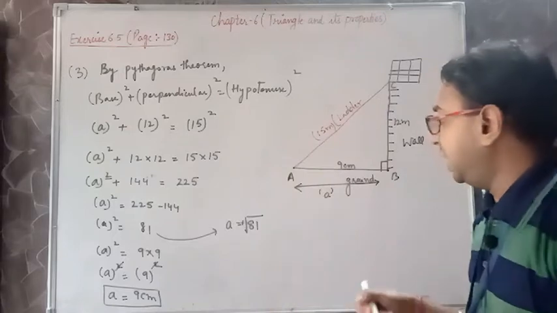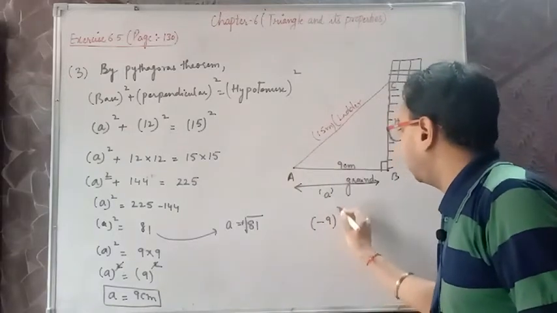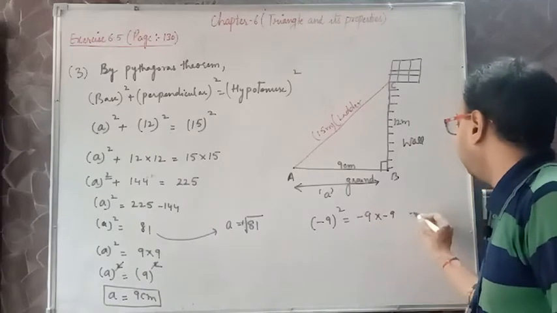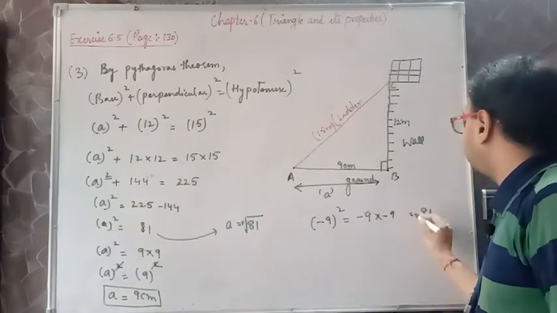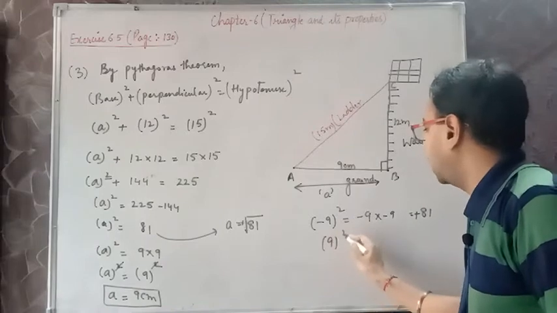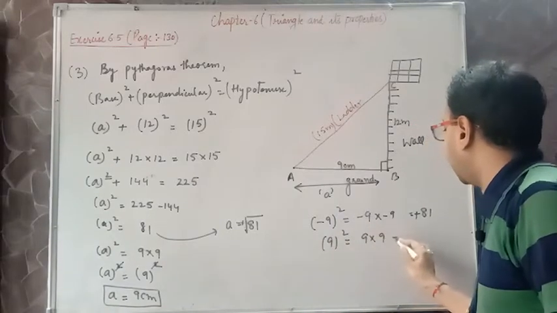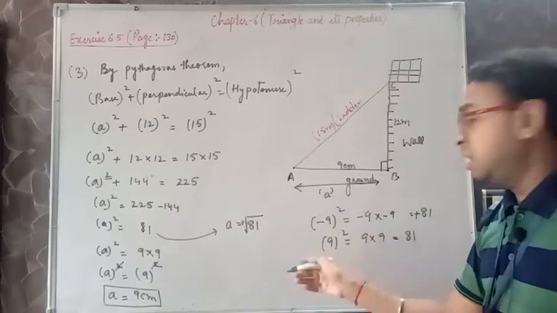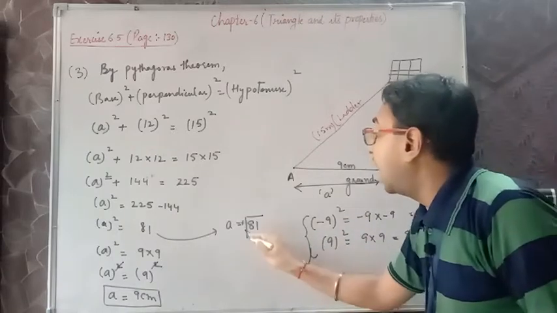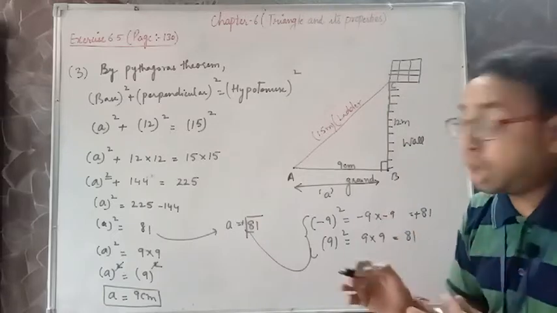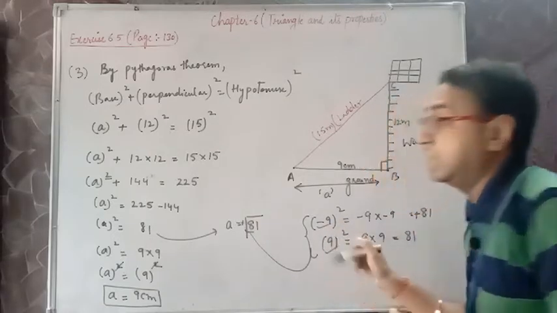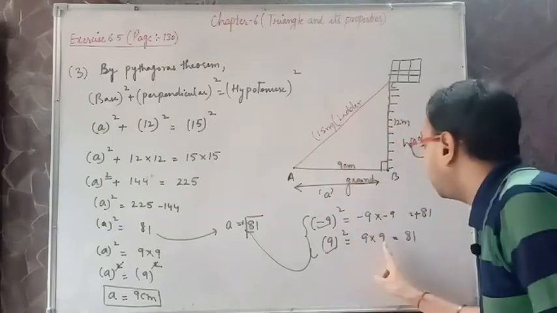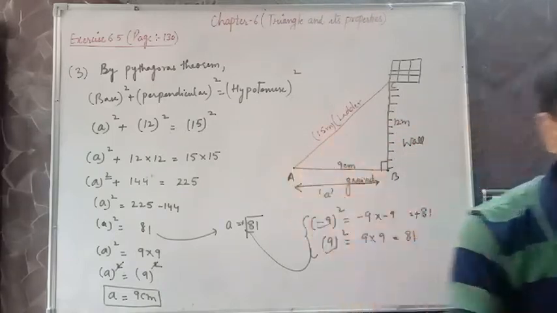Are we clear? If I write minus 9 whole square, what is the answer? Minus 9 into minus 9. 9 nines are 81 and minus minus is plus. And what is 9 square? 9 into 9, again 81. So minus 9 square or 9 square, both are 81. That is why in under root, when we solve, we consider both values. But when it comes to length, we always consider the positive value because length cannot be negative.